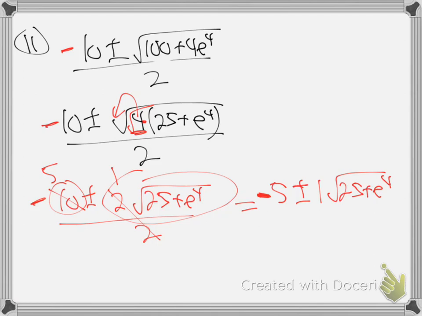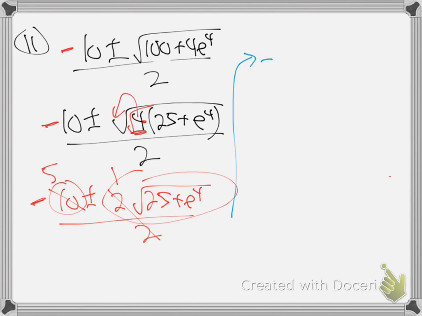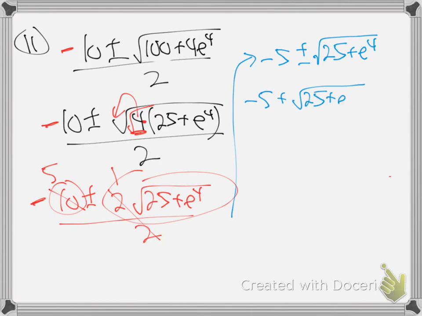Now, those are 2 answers, do you realize? In fact, let me bring it up here. This problem goes forever. It's all this algebra rules. So the 2's gone from the bottom. So we're to there, right? Now, those are 2 answers. That's negative 5 plus the square root of 25 plus e to the 4th, or negative 5 minus the square root of 25 plus e to the 4th.